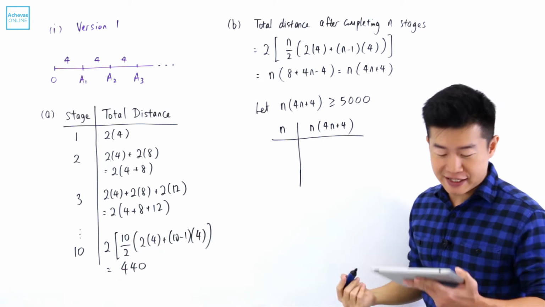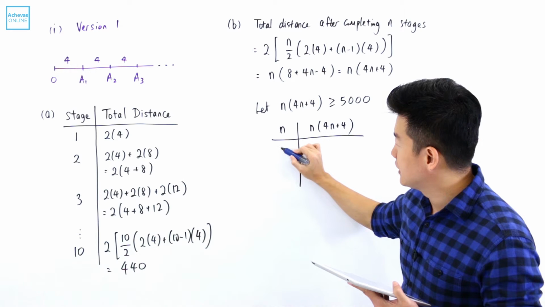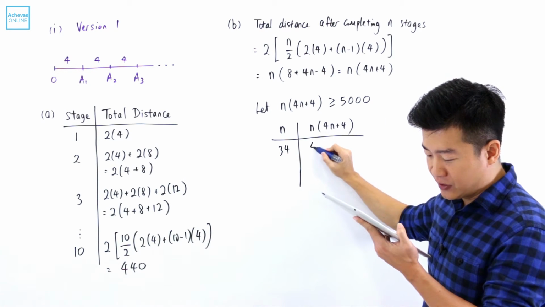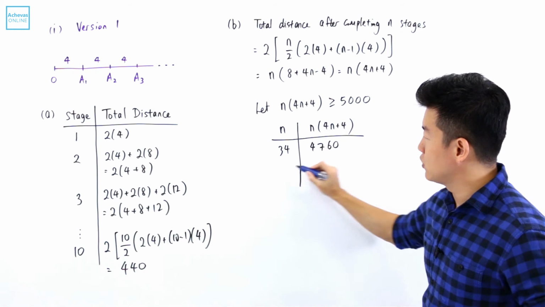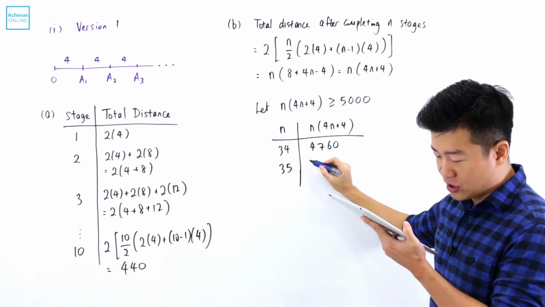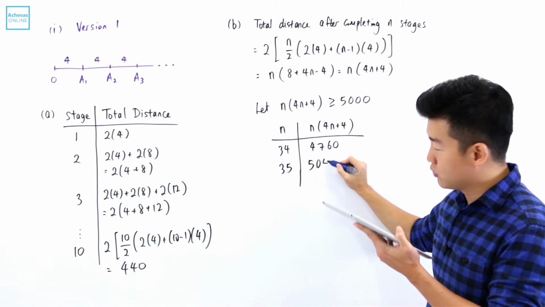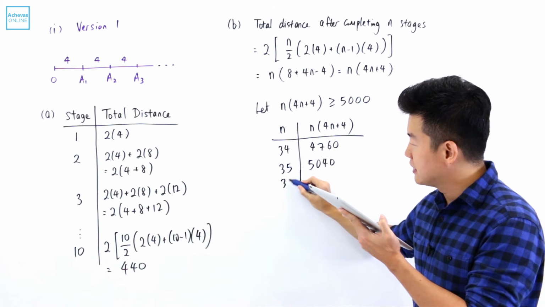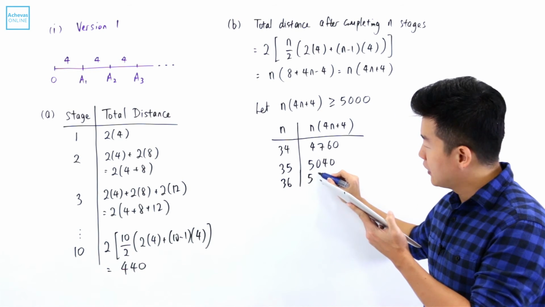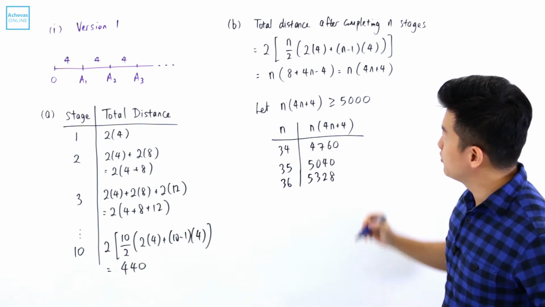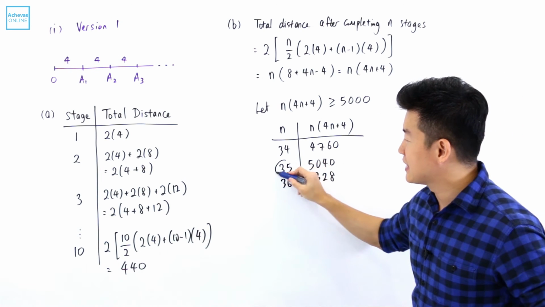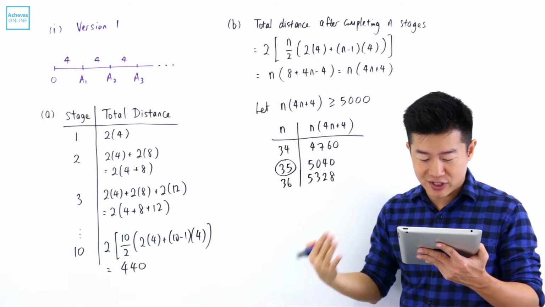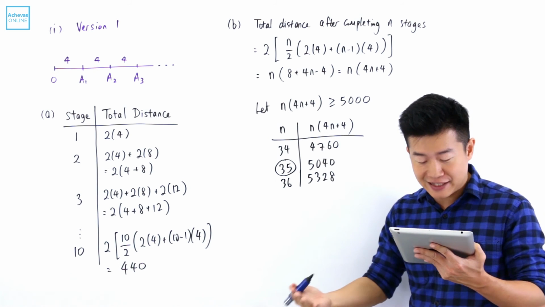If I scroll down this table, what I'm going to see is this: after the 34th stage, the total distance covered is 4760. After the 35th stage, the total distance is 5040. It is bigger or equal to 5 km already. Then after the 36th stage, it is 5328, which is also bigger or equal to 5,000, which means that starting from the 35th stage, the athlete is going to complete at least 5 km.